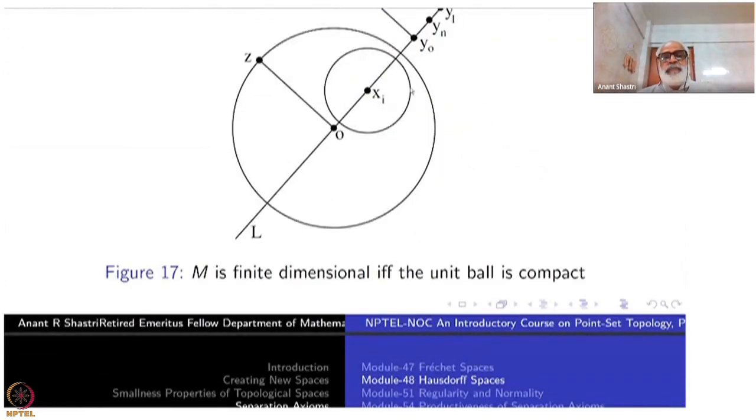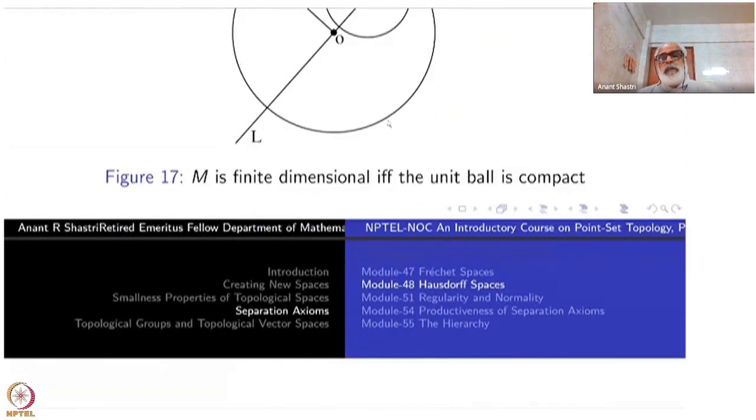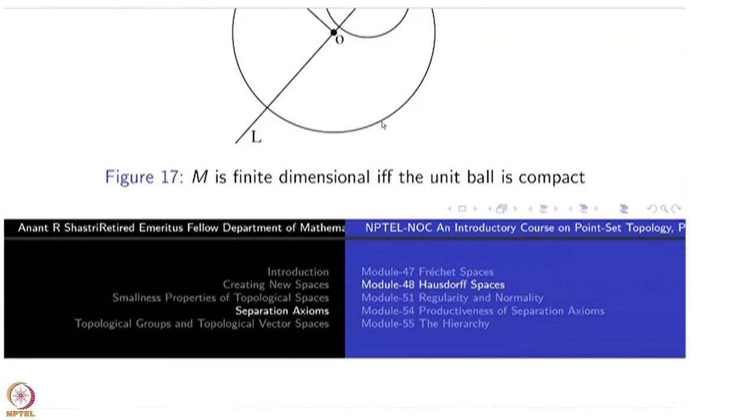Once again, this method of minimizing this norm is important elsewhere, but we have used it to prove that compactness of the unit sphere implies that the normed space is finite dimensional.